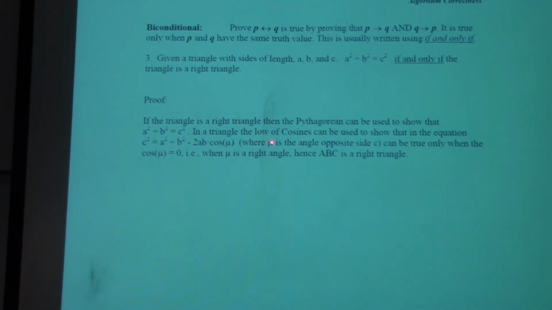Where this mu is the angle opposite C. This can only be true when the cosine of mu is equal to 0. Because when the cosine of mu is equal to 0, this whole term is 0, and you get C squared equals A squared plus B squared. And that occurs only when the angle is a right angle, hence ABC is a right triangle. Does that make sense? So notice that in a biconditional, or an if and only if, the proof requires two pieces. You've got to go forward, you've got to be able to go backward. Okay? It's just double the work.